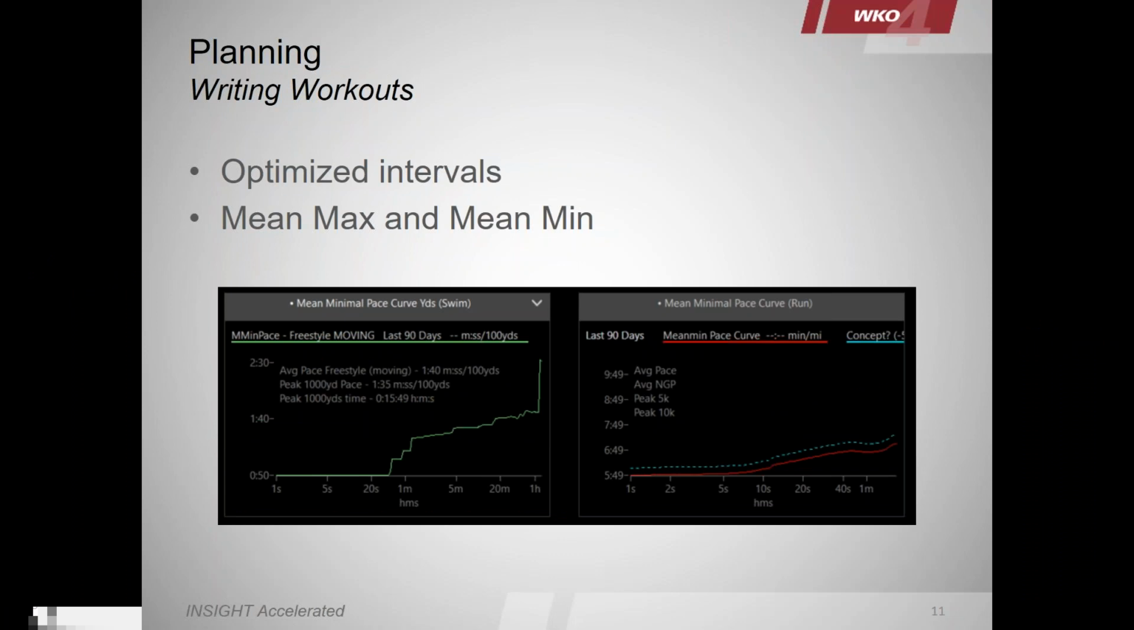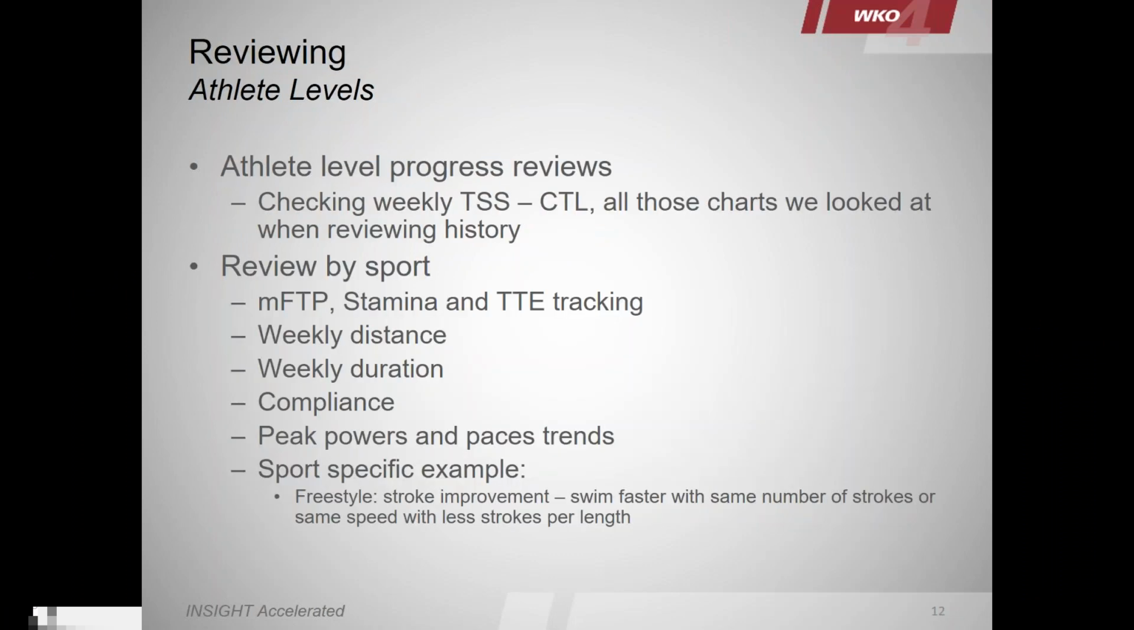All right, so moving on to planning. Here is where we're going to get into some athlete level review. So this is basically some progress reviews. Checking those charts that I showed you earlier, the model functional threshold power, performance manager chart, look at their CTLs and all that we looked at when we're viewing the history. In addition, you probably looked at weekly distances, durations, compliance. Stamina and TTE are really important for triathletes. So those are great charts as well. Those are also default charts in WKO4.